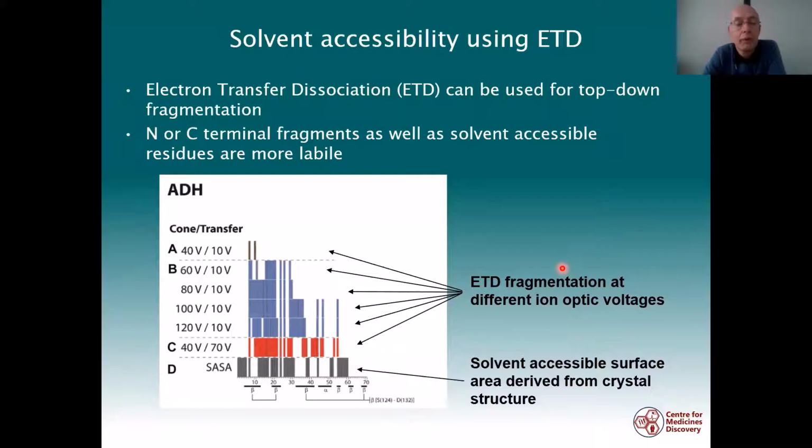So this is an example of using ETD to measure solvent accessible surface area. These are the parameters applied to the collision cell, and where we have sequence data, this is marked in these bars, and here this is the solvent accessible surface area. This is your linear sequence, from residue 0 to residue 70, and the solvent accessible surface area is marked with these grey bars, and you can see there is a fairly close correlation between the ETD fragmentation data and the solvent accessible surface area.